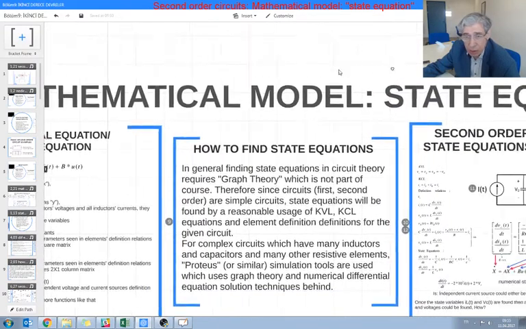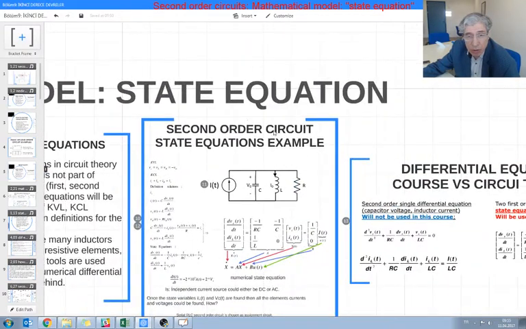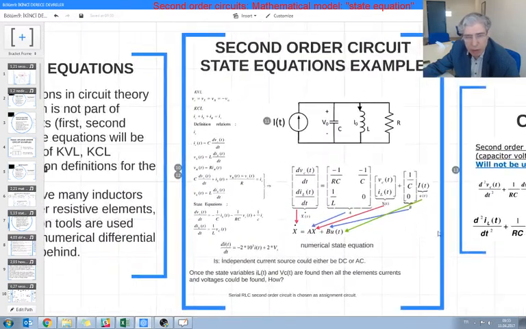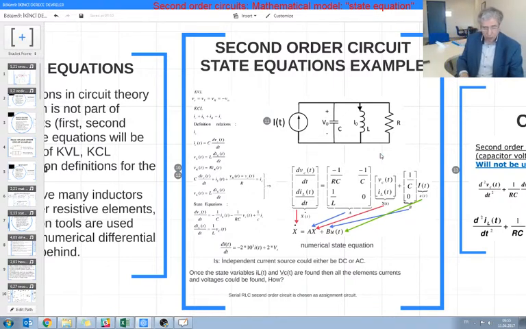So the simple second order circuit that we are going to examine is this one. There were two of them, but we are going to use this one. So, parallel RLC circuit analysis. In this parallel circuit, we've got one inductor and one capacitor. Therefore, we've got two energy storage elements in it. It is a second order circuit. So how are we going to find the state equation for this circuit?